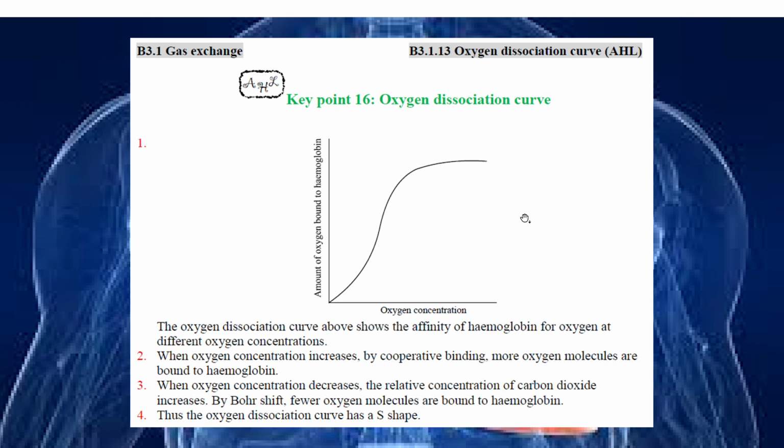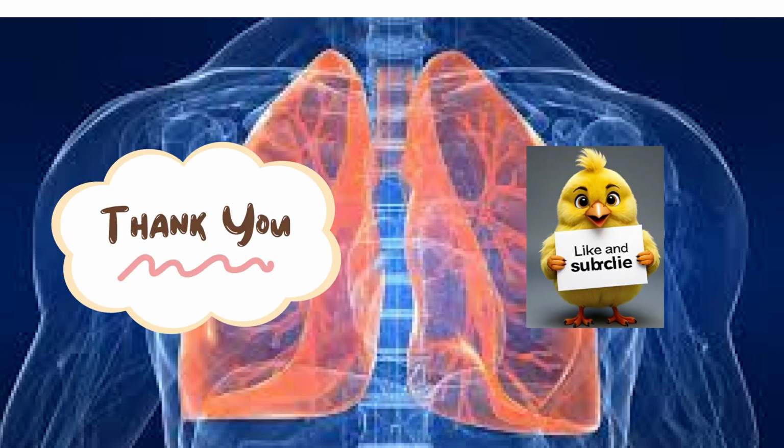And what does the Bohr shift explain? Yes, it's about this part. When the oxygen concentration decreases, relatively the carbon dioxide concentration increases. So about the Bohr shift, fewer oxygen molecules are bound to the hemoglobin, so we release it. This other part is explained by the cooperative binding of oxygen. These two parts have different explanations. Remember, this part is the Bohr shift, and this part is the cooperative binding of oxygen with hemoglobin. So remember how to explain it.